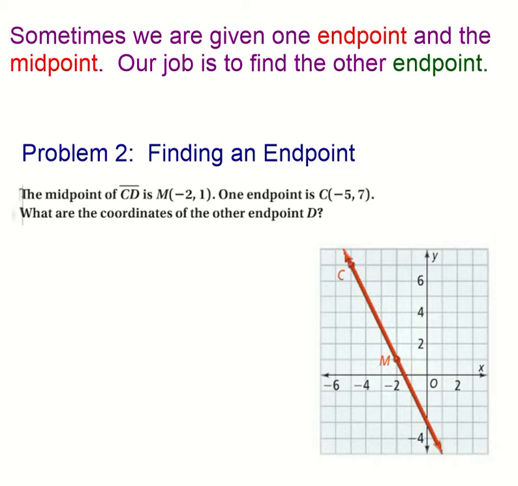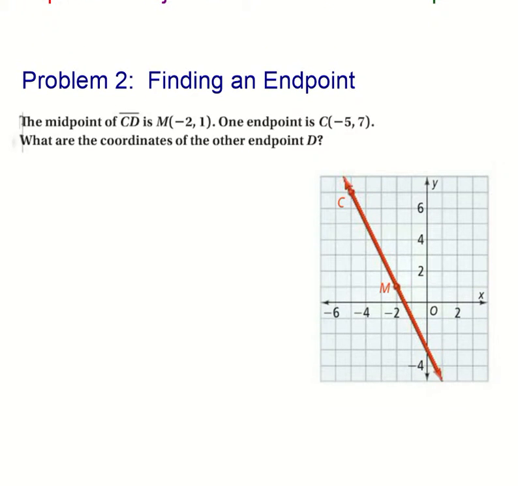Alright, so sometimes we're given one of the endpoints and the midpoint, and our job is to find the other endpoint. So for example, we have this graph. We have the midpoint of CD at (-2, 1) right here, and one endpoint is at (-5, 7). To find the coordinates of the other endpoint, D, we're going to work backwards a little bit.